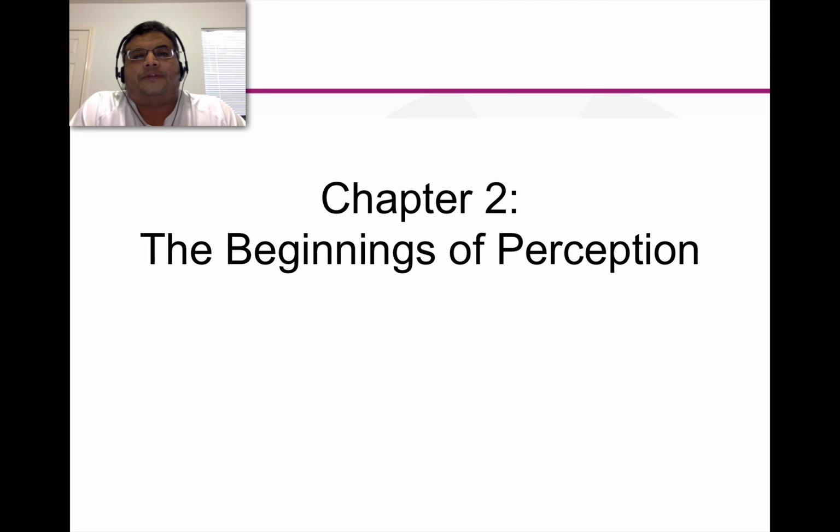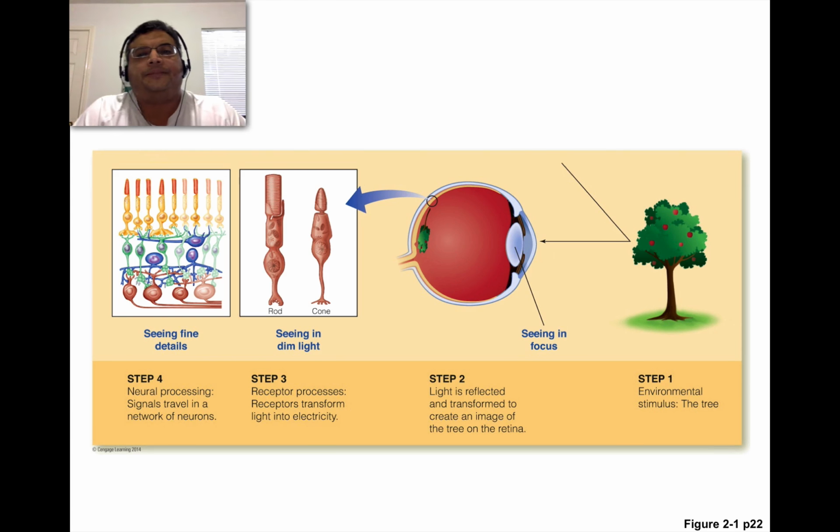Okay, this is the start of chapter 2, the beginnings of perception. The focus of this chapter is going to be really the first three steps here in this chart: step 1, step 2, and step 3. We're going to focus on vision again because we are visual creatures, right? We're not dogs or rats that sense our environments by smell. We are visual creatures, so we're going to focus on vision.